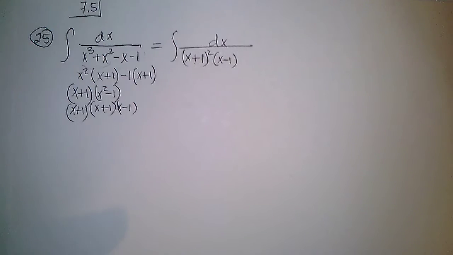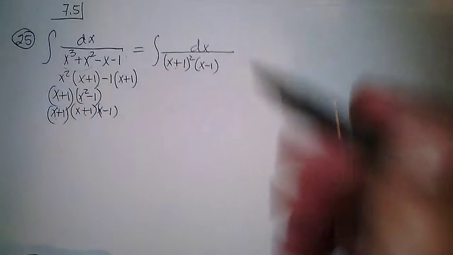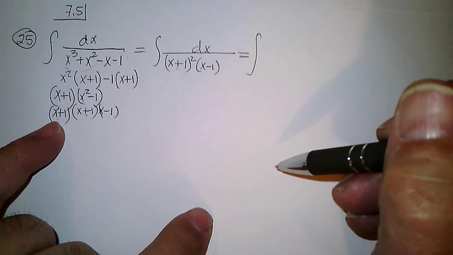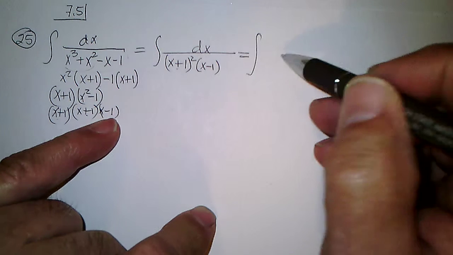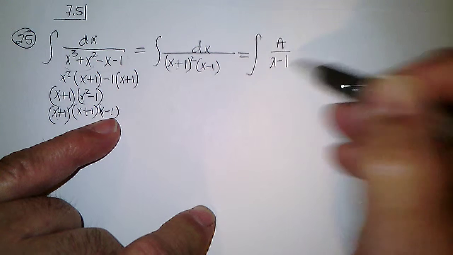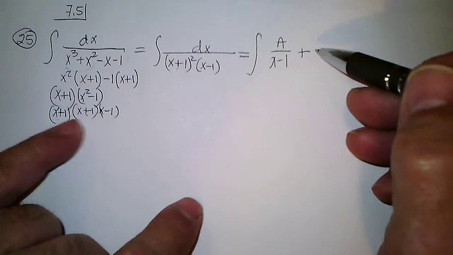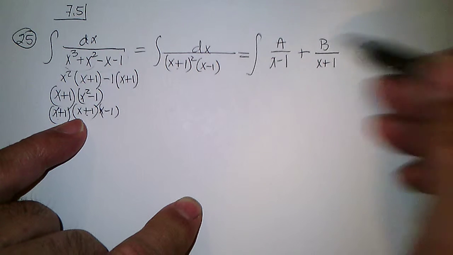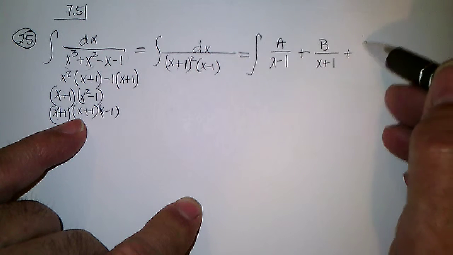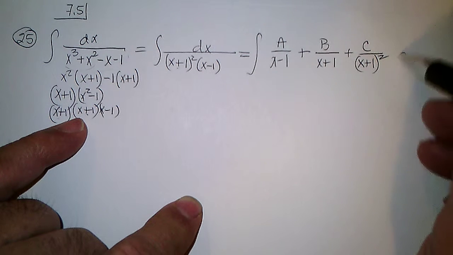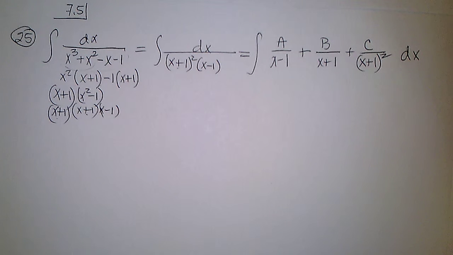All right, to do partial fractions now. We have the x minus 1 once, so I'll just say it's A over x minus 1. And the x plus 1 happens twice, so when we have that, we have to go B over x plus 1, and then C over this quantity squared. Now we got to figure out A, B, and C.